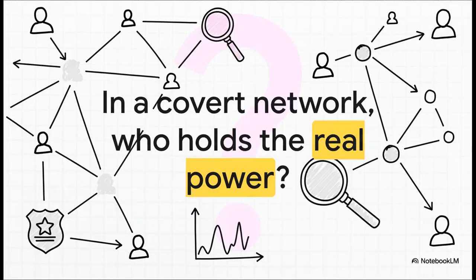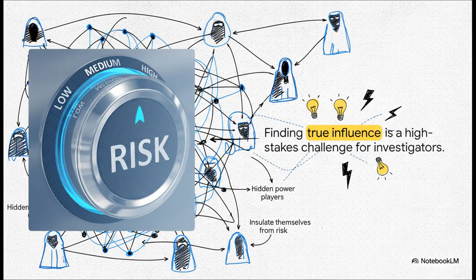This is the absolute central challenge for any investigator trying to take down a criminal organization. Because in these kinds of secret networks, the people you actually see, the ones making all the noise on the street, they're almost never the ones with the real power. So the big question is, how on earth do you map out a power structure when the most powerful players are actively trying to stay in the shadows?